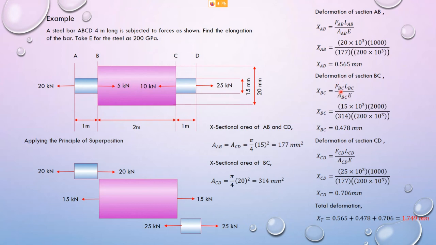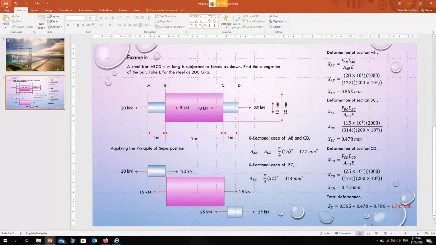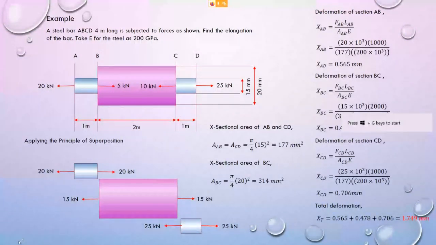Then you go for BC, the same thing. F BC is 15 kilonewton. The length is 2 meters, so it's 2000 mm. Sorry, for BC, the area is how much? This area here should be BC, not CD. So the area of BC is 314. So you've got the deformation of section BC. Then the last part is CD. Young's modulus is common, so you can find out the deformation of section CD.